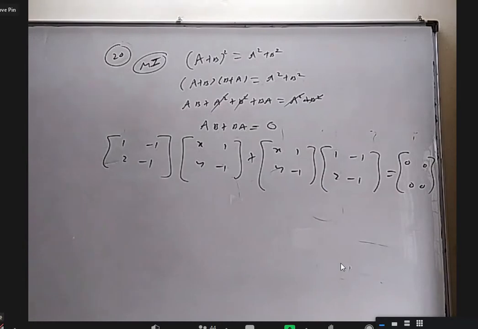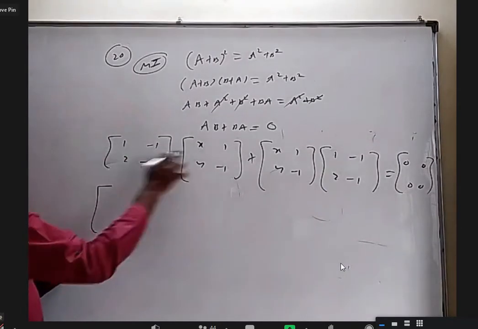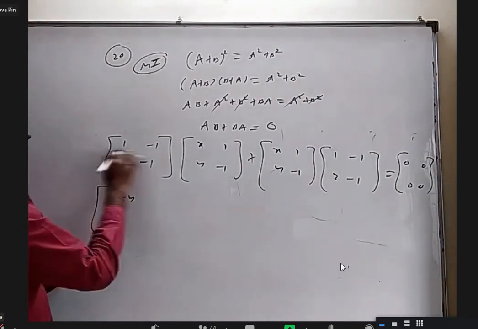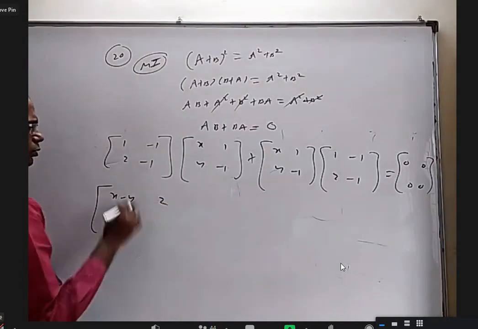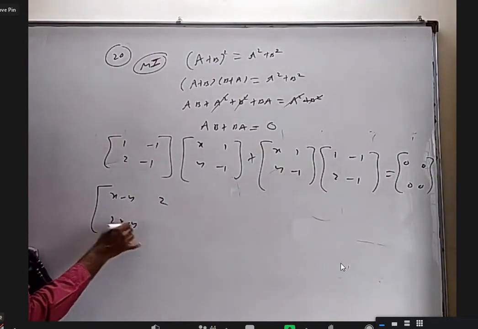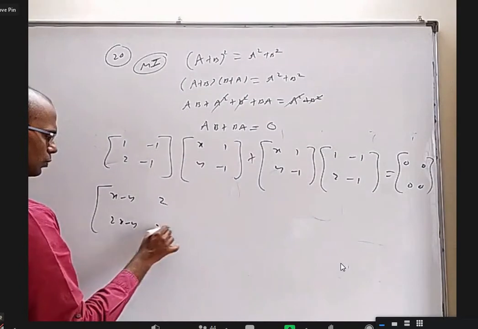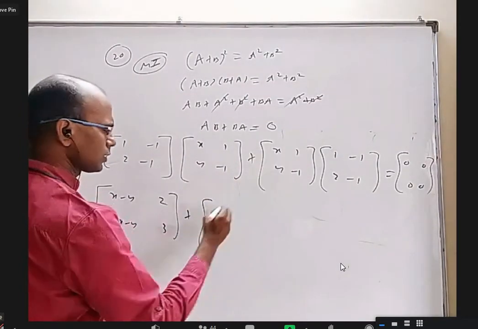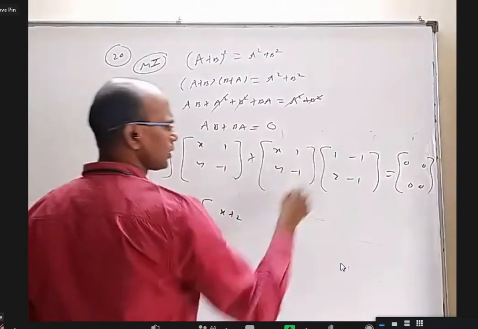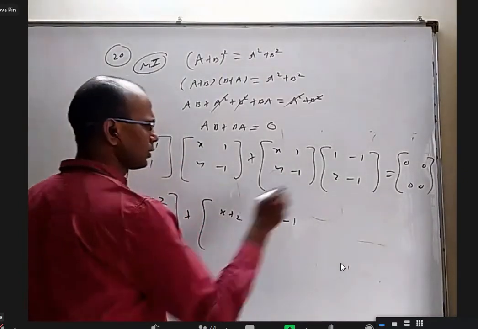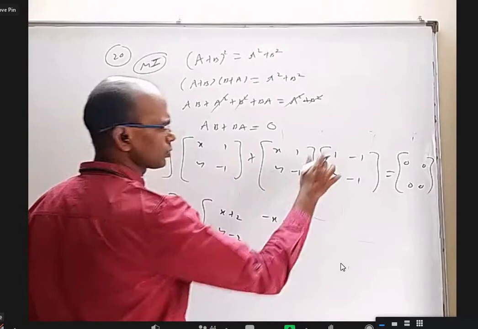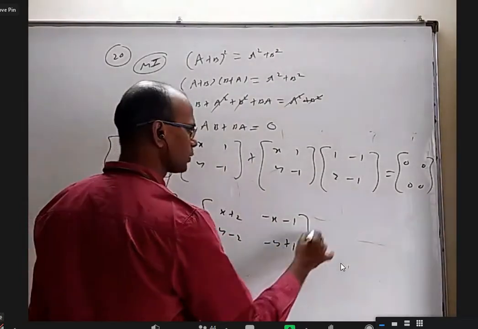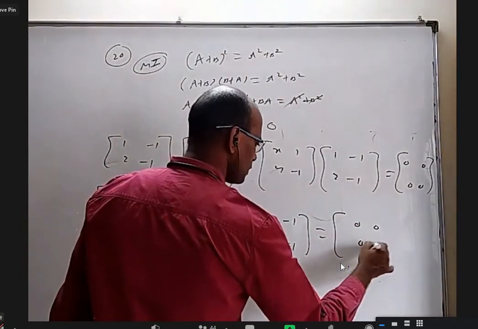Okay, just normal multiplication. This into this is x minus y. This into this is 1 plus 1, 2. This into this is 2x minus y. This into this is 2 plus 1, 3. And here it is x plus 2. Here it is minus x minus 1. Here it is y minus 2. Here it is minus y plus 1 equal to null matrix.